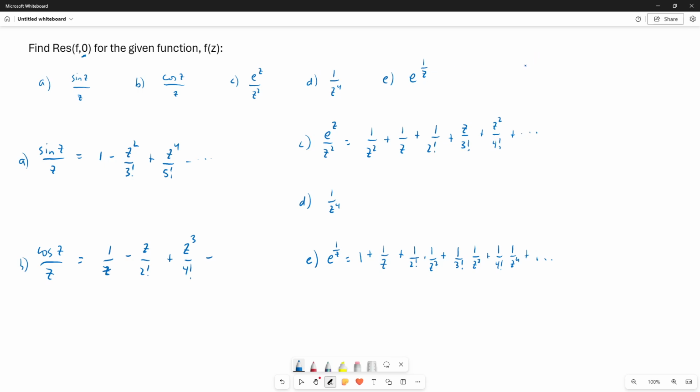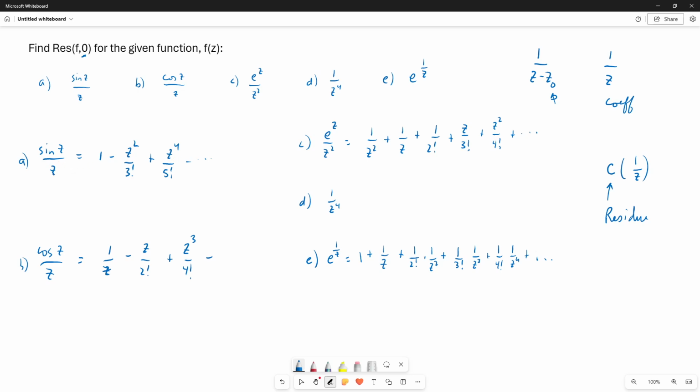So the residue of a function is the coefficient of 1 over z minus z0 in the Laurent series expansion centered at z0. In our case, z0 is the origin, so we're looking for the coefficient of 1 over z in the Laurent series expansion. I have here the Laurent series expansions for each function. So we're looking for a term of the form some coefficient times 1 over z, and this coefficient will be the residue.